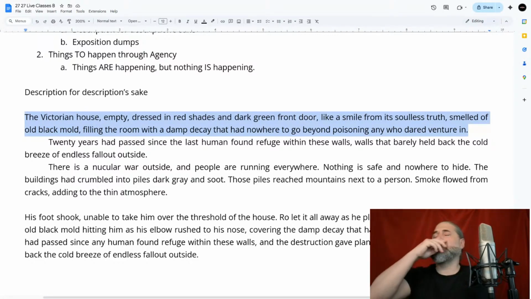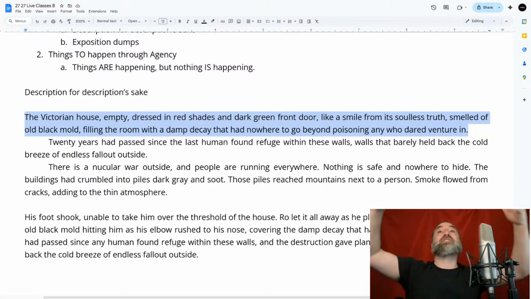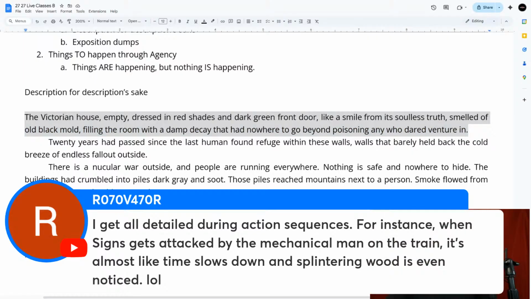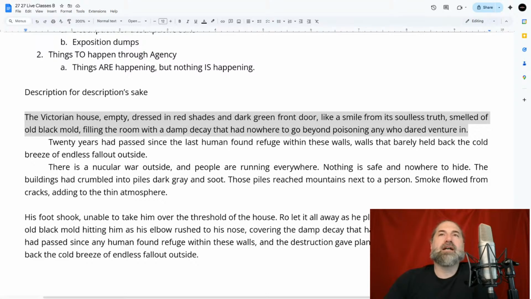But you need the movement of characters. You need to be experiencing what they're experiencing. So as she's narrating the story of the rings, we're also getting dialogue from characters, and that's what creates the movement. I get all detailed during action sequences. For instance, when Signs gets attacked by the mechanical man on the train, it's almost like time slows down. That's fine. If you're describing stuff in an action sequence, that's fine.